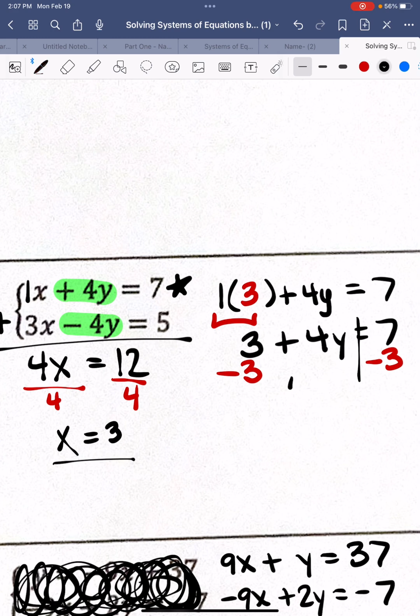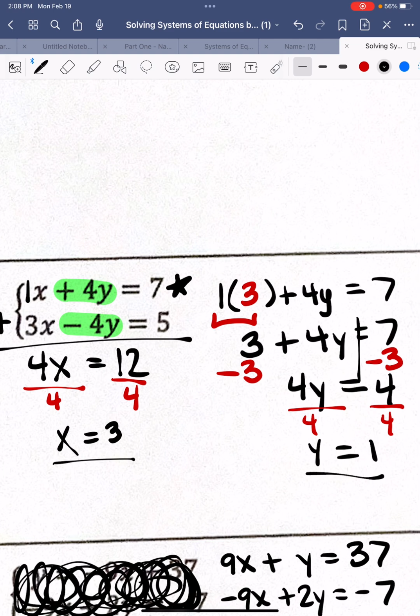And so now my leftovers are positive 4y is equal to 7 minus 3, because I'm just copying the signs from top to bottom, is equal to 4. And so now I have to divide by whatever number is stuck to the letter. And so again, I'm going to make you practice what letter equals what number. This time, you solve for y, so you got y equals, and 4 divided by positive 4, oops, look at me, thinking nothing but 4s. 4 divided by 4 is 1.